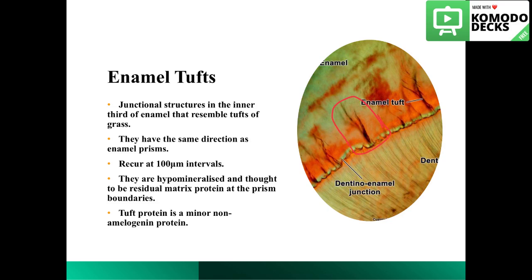As we mentioned earlier at the beginning of the lecture, they have a high percentage of organic matrix. Tuft protein is a minor non-amelogenin protein. They occur almost at a 100 micrometer interval.